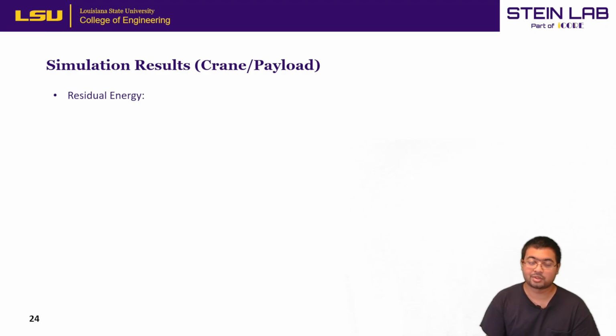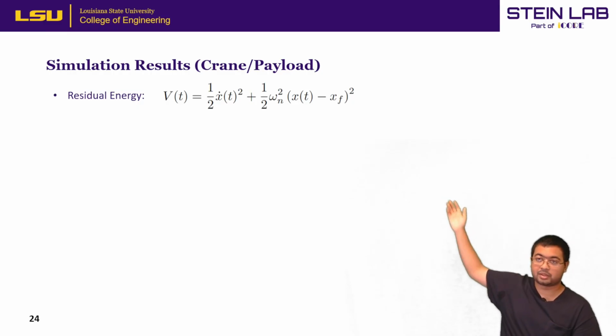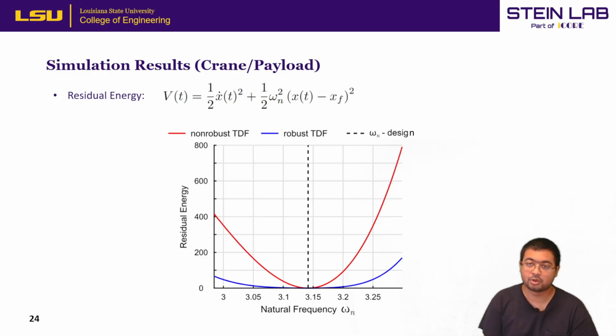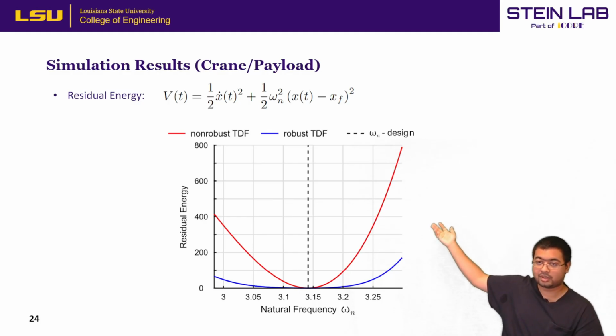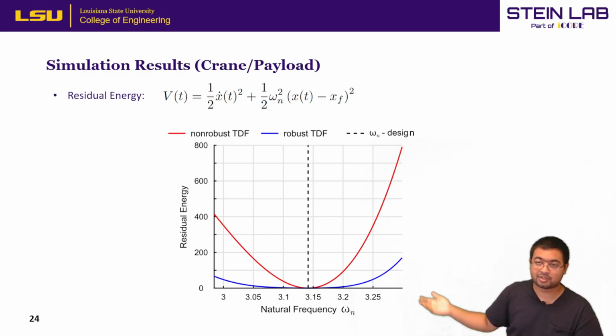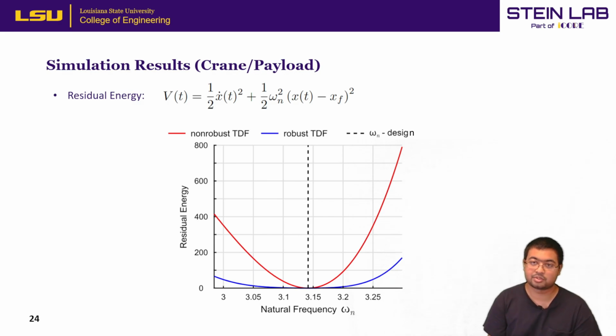And to consider the residual energy of our system, which is shown in the form at the top here, we can show that our robust TDF noticeably reduces our residual energy compared to our non-robust TDF, even if our natural frequency is relatively uncertain. So as you can see here, at the nominal natural frequency pi, of course our residual energy will be near negligible. But as we increase the uncertainty of our natural frequency, that residual energy rises. But our robust TDF is able to account for that and noticeably reduce it compared to the non-robust.